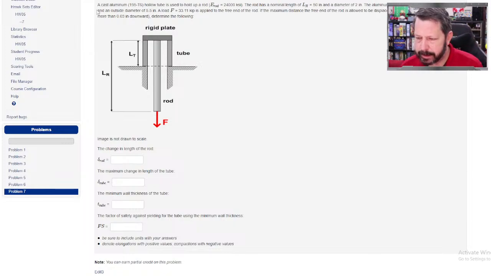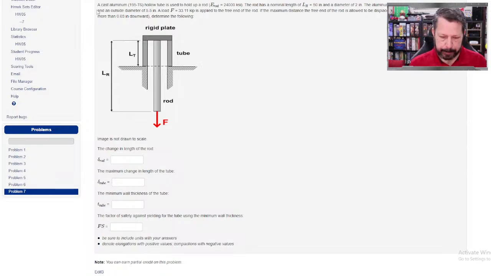The aluminum tube has the same thing, nominal length, outside diameter. We've got a load on this thing. There's a maximum distance the free end of the rod is allowed to be displaced, so we have a delta type of thing. Delta equals FL over EA. It's 0.03 inches, meaning it cannot move more than 0.03 inches downward. We figure out all this stuff.